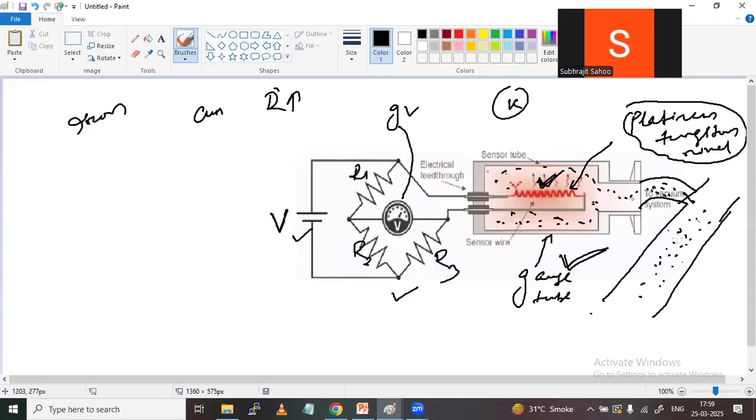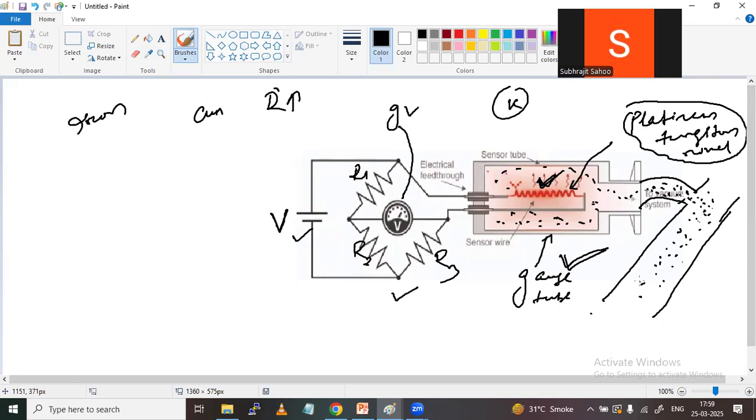Now what I have done is connect this gauge tube with the pipeline. With this pipeline I made the connection. Now the gas will start to flow.